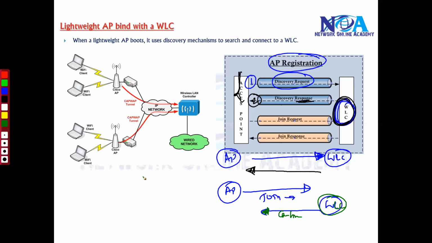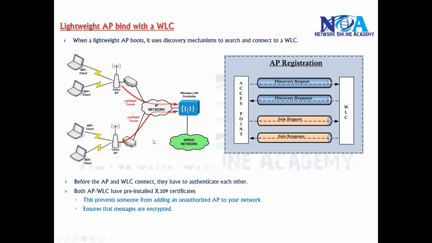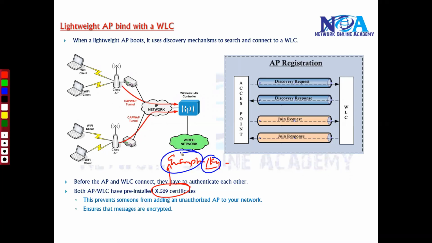So the validation is done on both sides. The access point and the WLC do validation on both sides. So they have an authentication process in the backend, and for that authentication process, they have pre-installed certificates. Now these pre-installed certificates are present by default when you purchase the devices. And these pre-installed certificates will decide the encryption keys; they are going to derive the keys which are required for authentication and encryption.